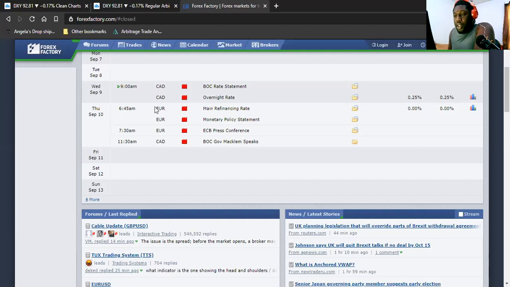But anyways, Thursday, 6:45 a.m. we have EURUSD Euro news, which is the refinancing rate and monetary policy statement. 7:30 on Thursday, we have the press conference. Most likely, this is the news that you want to watch. It's usually behind these refinancing rate events that the 7:31 is where price may move a little more volatile than at 6:45. And then on Thursday, same day, we have Canadian news, and it's just the governor speaking, I'm supposing.